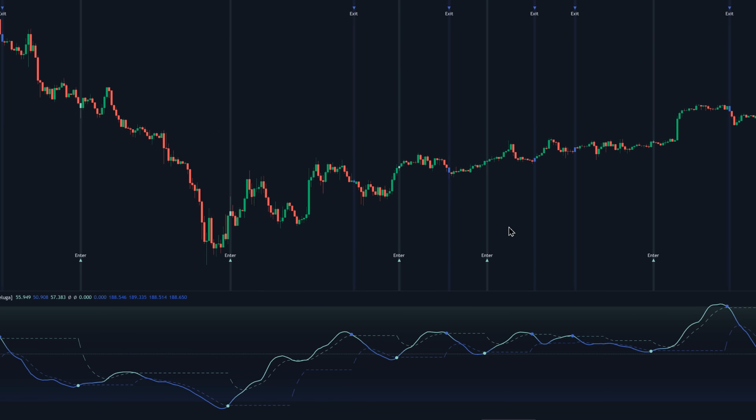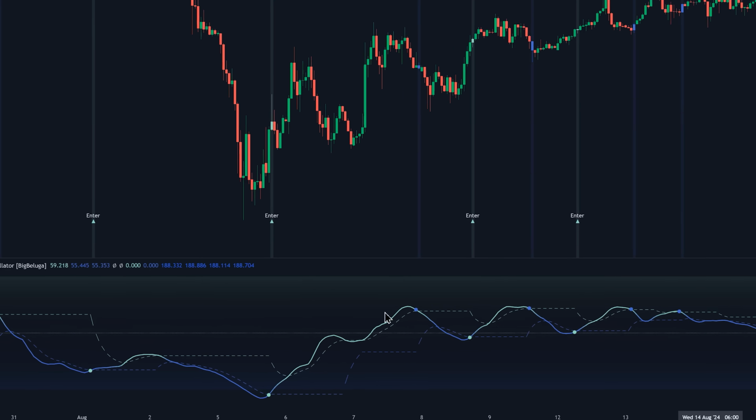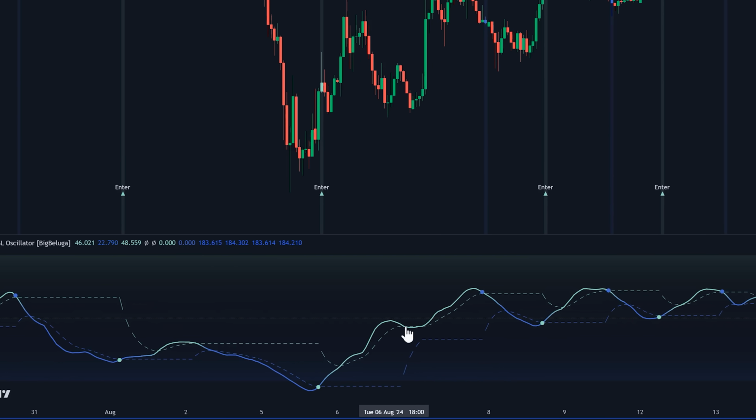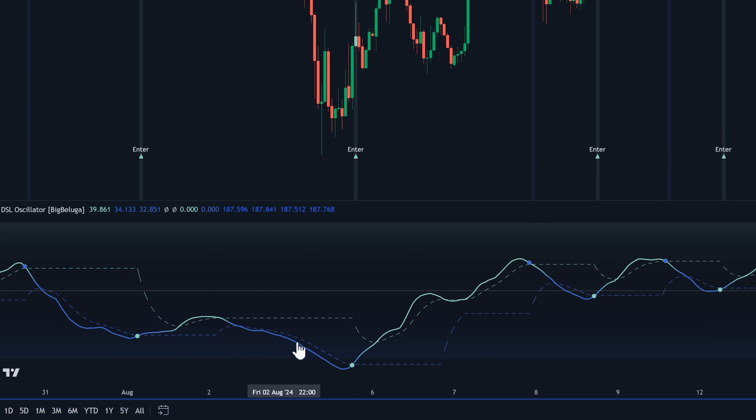Now, the DSL oscillator can be used to gauge the overall market trend by analyzing the color and position of the oscillator relative to the DSL lines. When the oscillator is above the upper DSL line, it indicates a bullish trend. Conversely, when the oscillator is below the lower DSL line, it indicates a bearish trend.